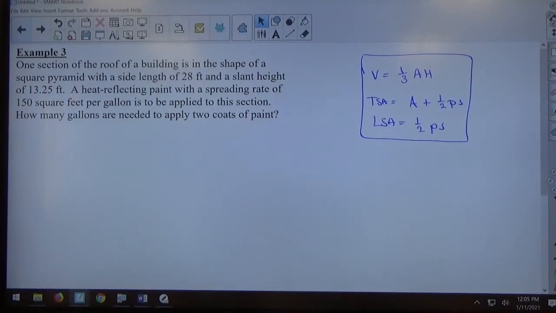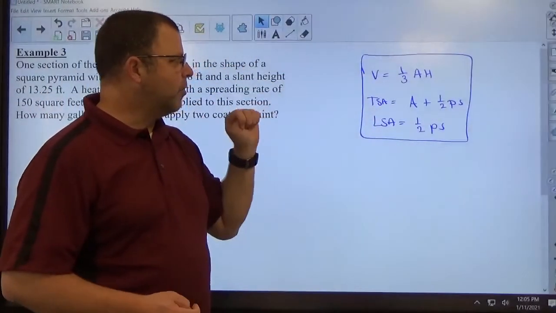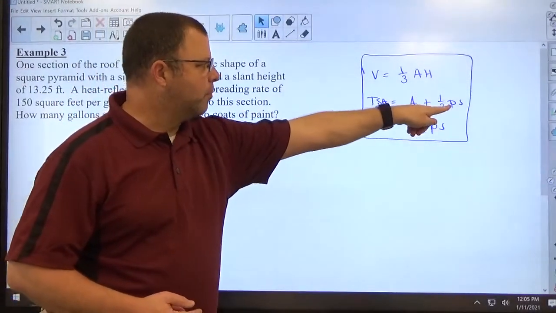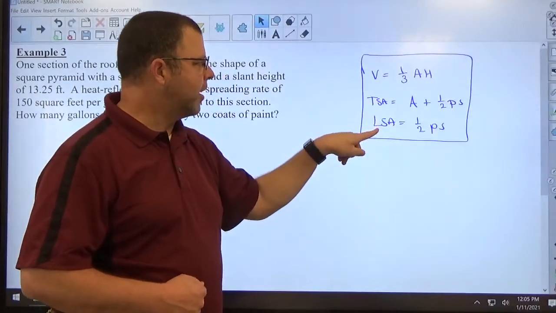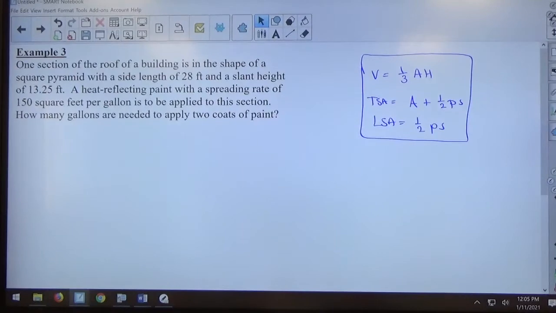Example 3, one section of the roof of the building is in the shape of a square pyramid. Once I see the word pyramid, I start looking at my pyramid formulas we saw from Friday. Volume is 1/3 times the area of the base times the height. The total surface area is the area of the base plus half the perimeter of the base times the slant height. Lateral surface area is 1/2 the perimeter times the slant height. So the same formulas we used on Friday.